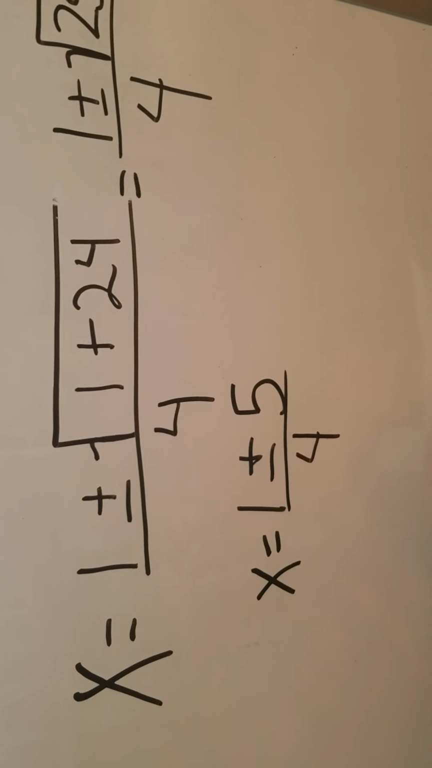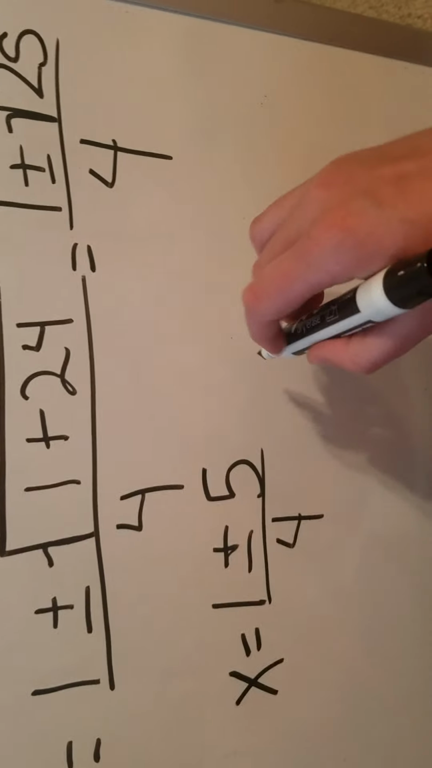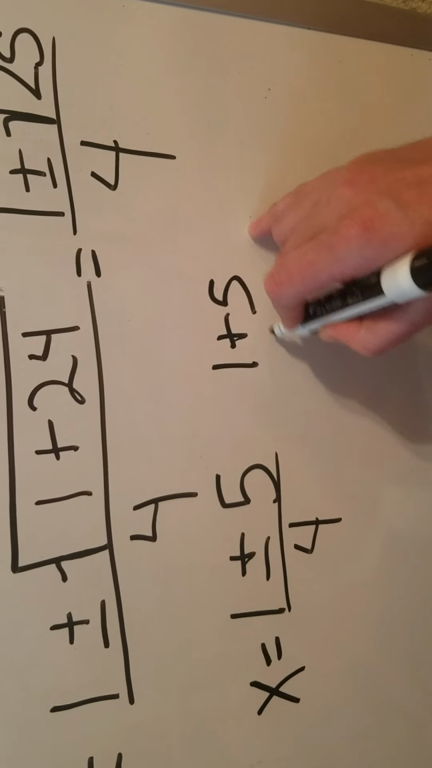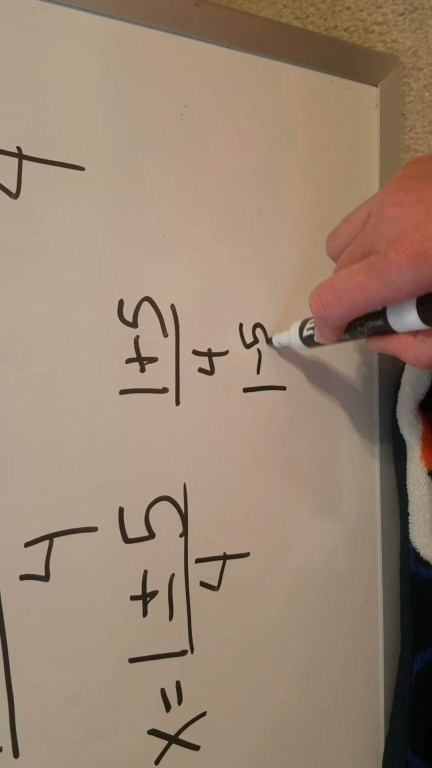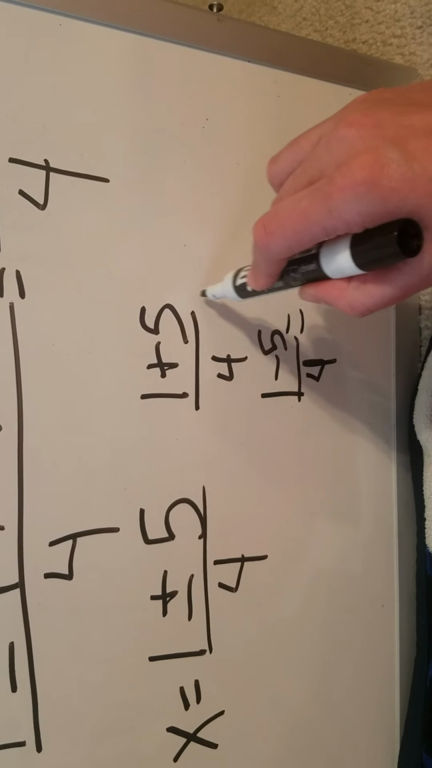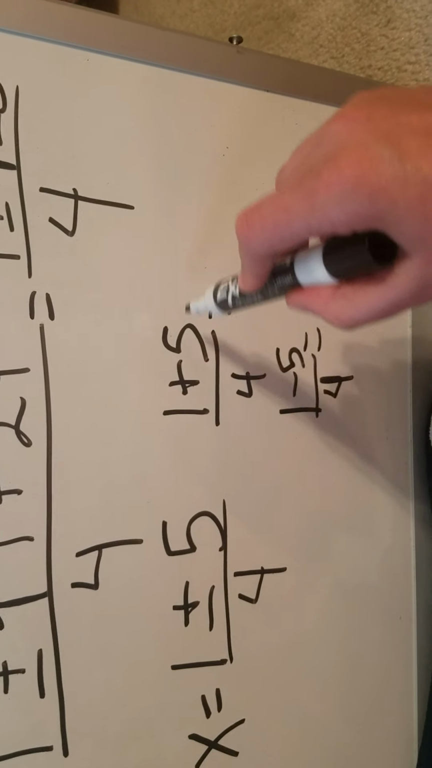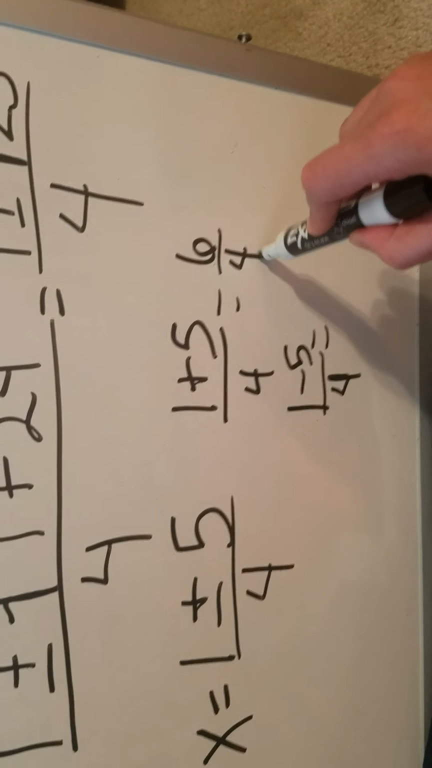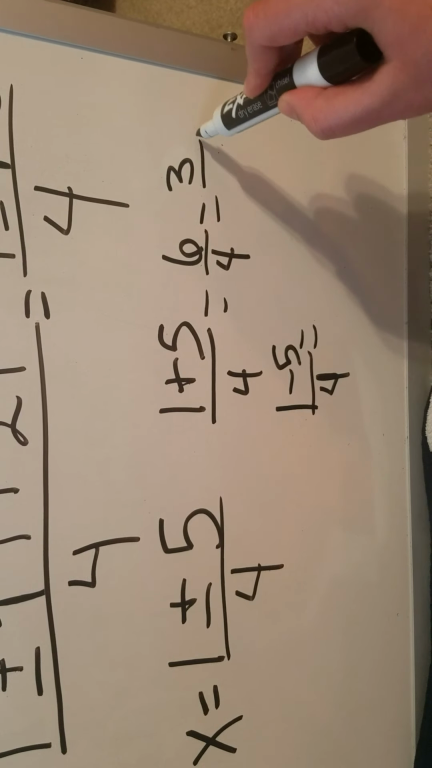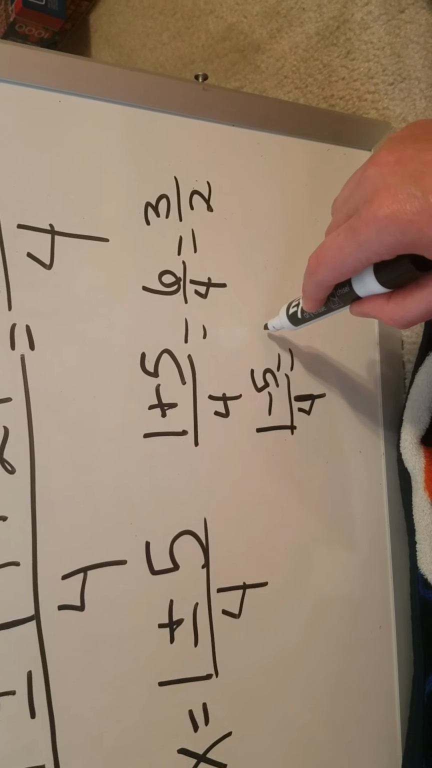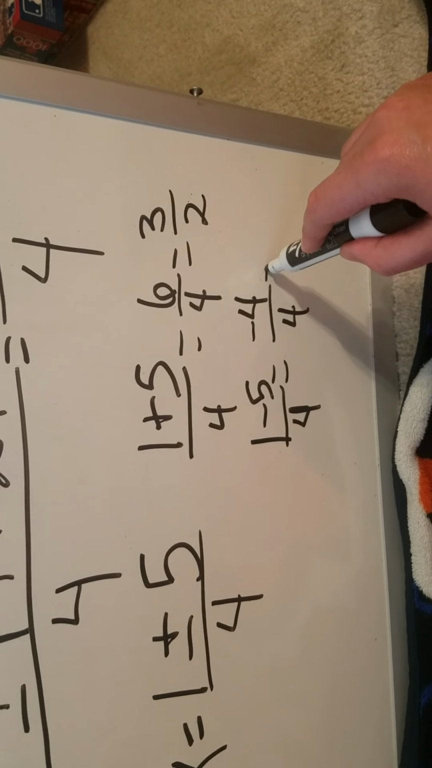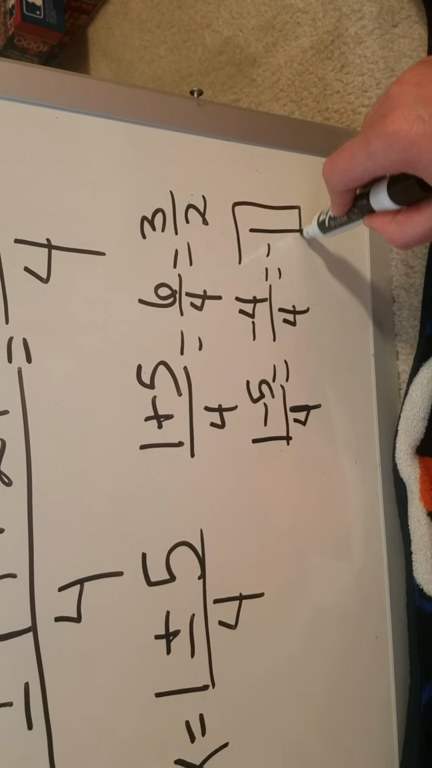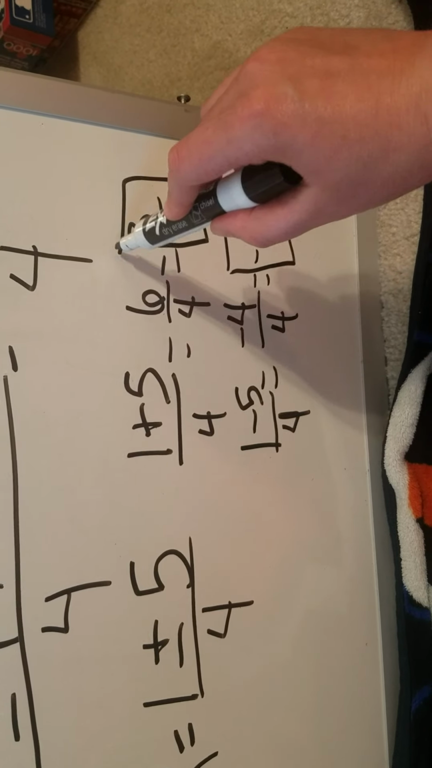Now my last step is I'm going to go ahead and split this up, where I'm going to have 1 plus 5 over 4 and 1 minus 5 over 4. I'm going to find out what both of those are equal to. 1 plus 5 is 6 divided by 4, which simplifies to 3/2, also 1.5 if you went to the decimal. On the bottom here, I'm going to get 1 minus 5, which is negative 4, over 4, which is negative 1. And that right there is both of my answers.